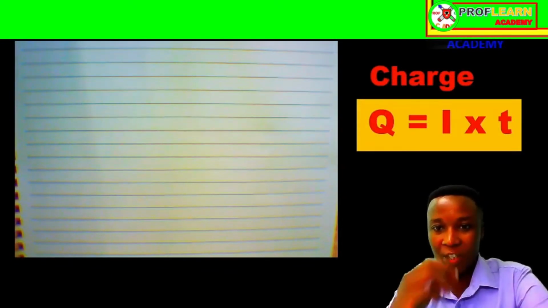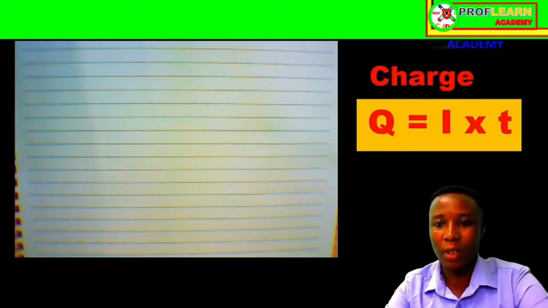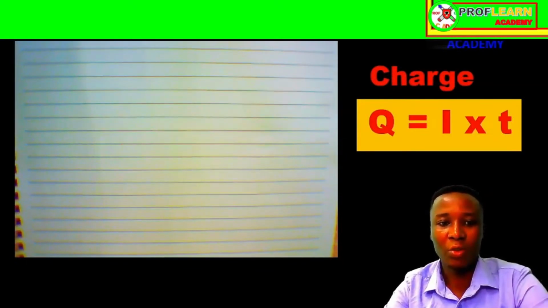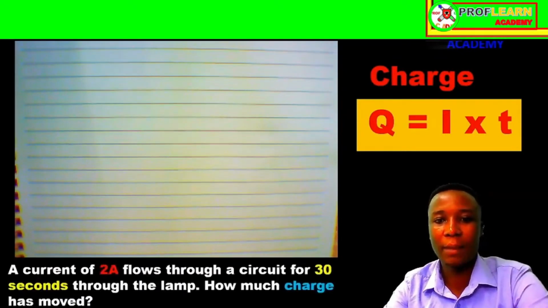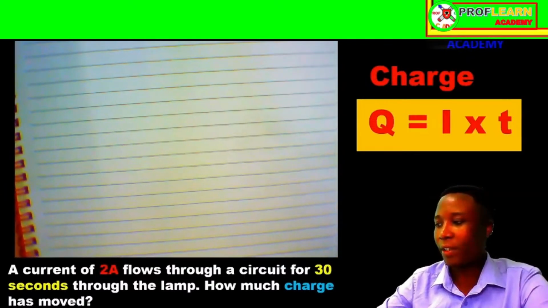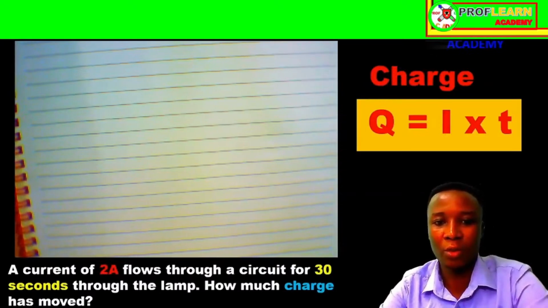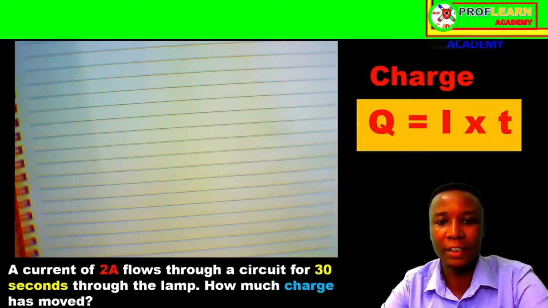So anytime you are given a question where you are required to work out the charge, first check if the current given is in amps, and also that the time given is in seconds. If it's minutes, you have to convert that to seconds first, then you can use the formula. Now we need to go straight to the first example, where a current of 2 amperes flows through a circuit for 30 seconds. So we are supposed to work out the charge.